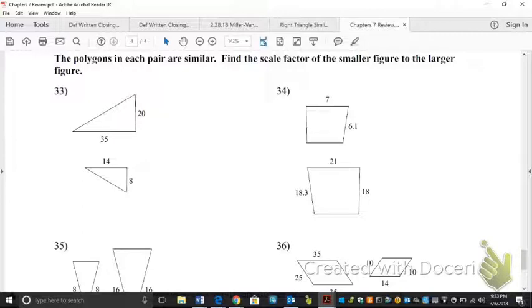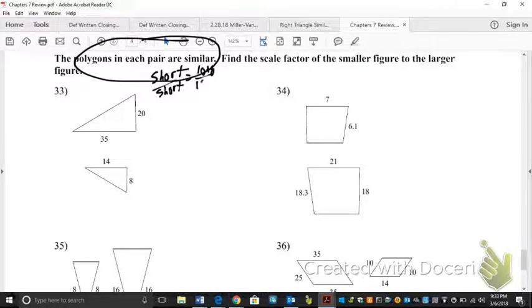Okay, so we already know these polygons in each pair are similar. Find the scale factor of the smaller to the larger figure. Now here we want to make sure when we set it up, we're setting it up right. So we want to make sure that we are relating short to short equals long to long. Okay, and that's going to give us our scale factor.